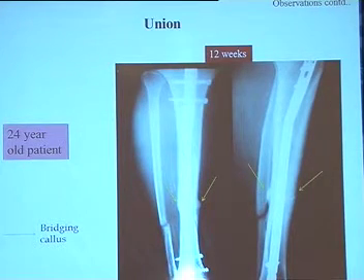So at 12 weeks, on ultrasonogram union has already been seen, but in the X-ray the bridging callus has finally appeared only at 12 weeks.